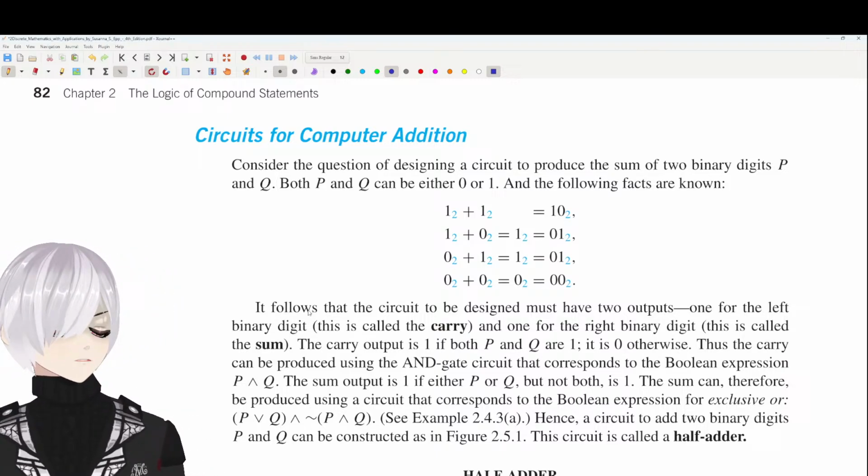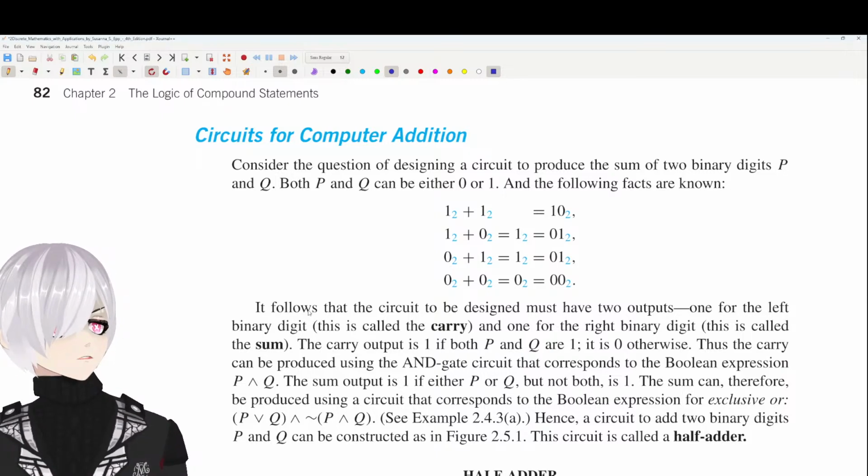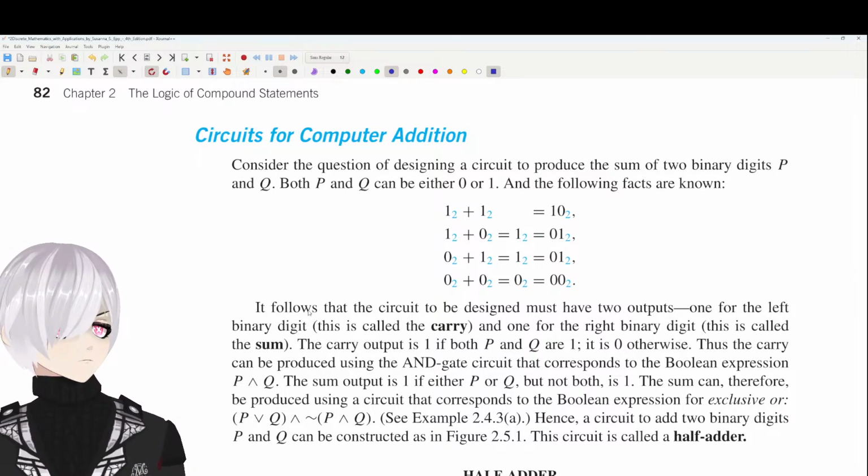The sum output is 1 if either P or Q, but not both, is 1. The sum can therefore be produced using a circuit that corresponds to the Boolean expression for exclusive OR: P or Q and not P and Q. Hence, a circuit to add two binary digits, P and Q, can be constructed. This circuit is called a half adder.